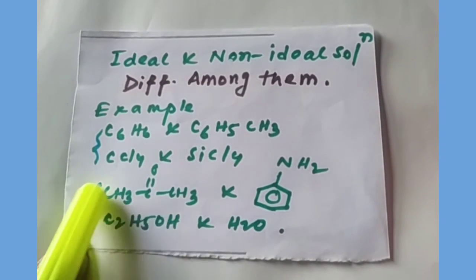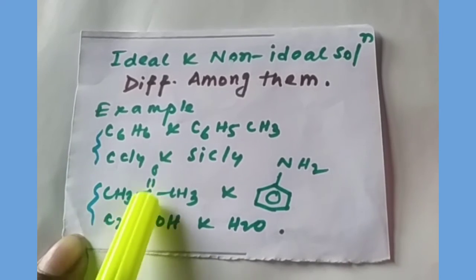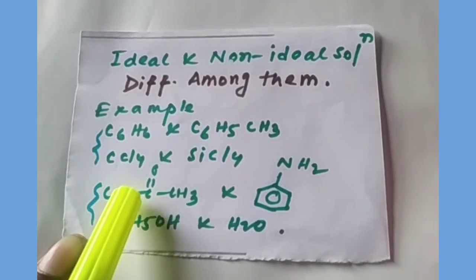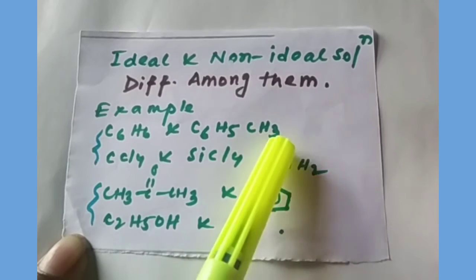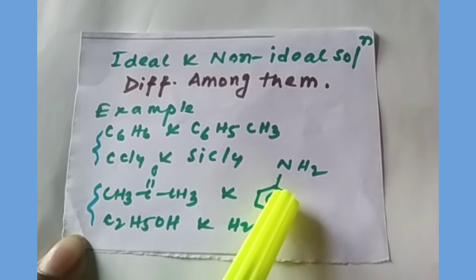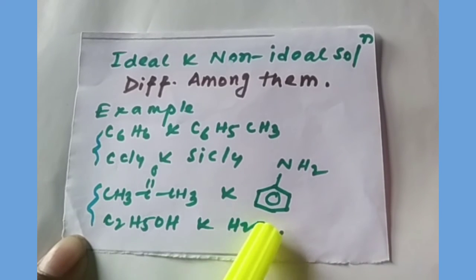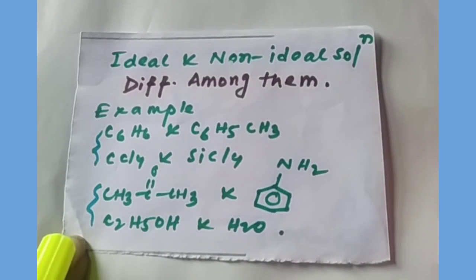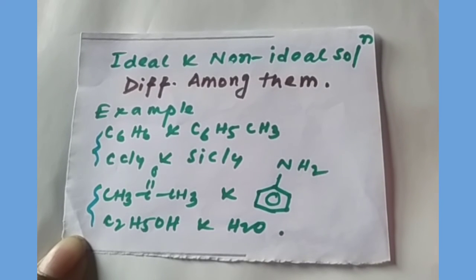But this next set is for non-ideal solutions. These pairs can make a non-ideal solution: acetone, which has a keto group, and aniline, which has an amine group, and ethanol and H2O. Now, what is the difference between ideal and non-ideal solutions? The ideal one obeys Raoult's law at all temperatures and concentrations, right? But non-ideal solutions don't obey Raoult's law at any constant temperature or concentration.